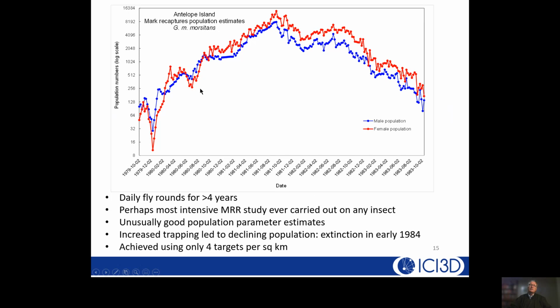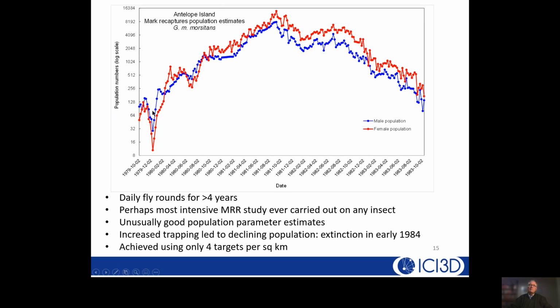In particular, we could tell how many flies there were on the island on each week of the experiment. So this is across the whole 4-year period. Every week, we could get an estimate of how many flies there were on the island. Blue for males and red for females. And you can see that they're really quite good estimates.